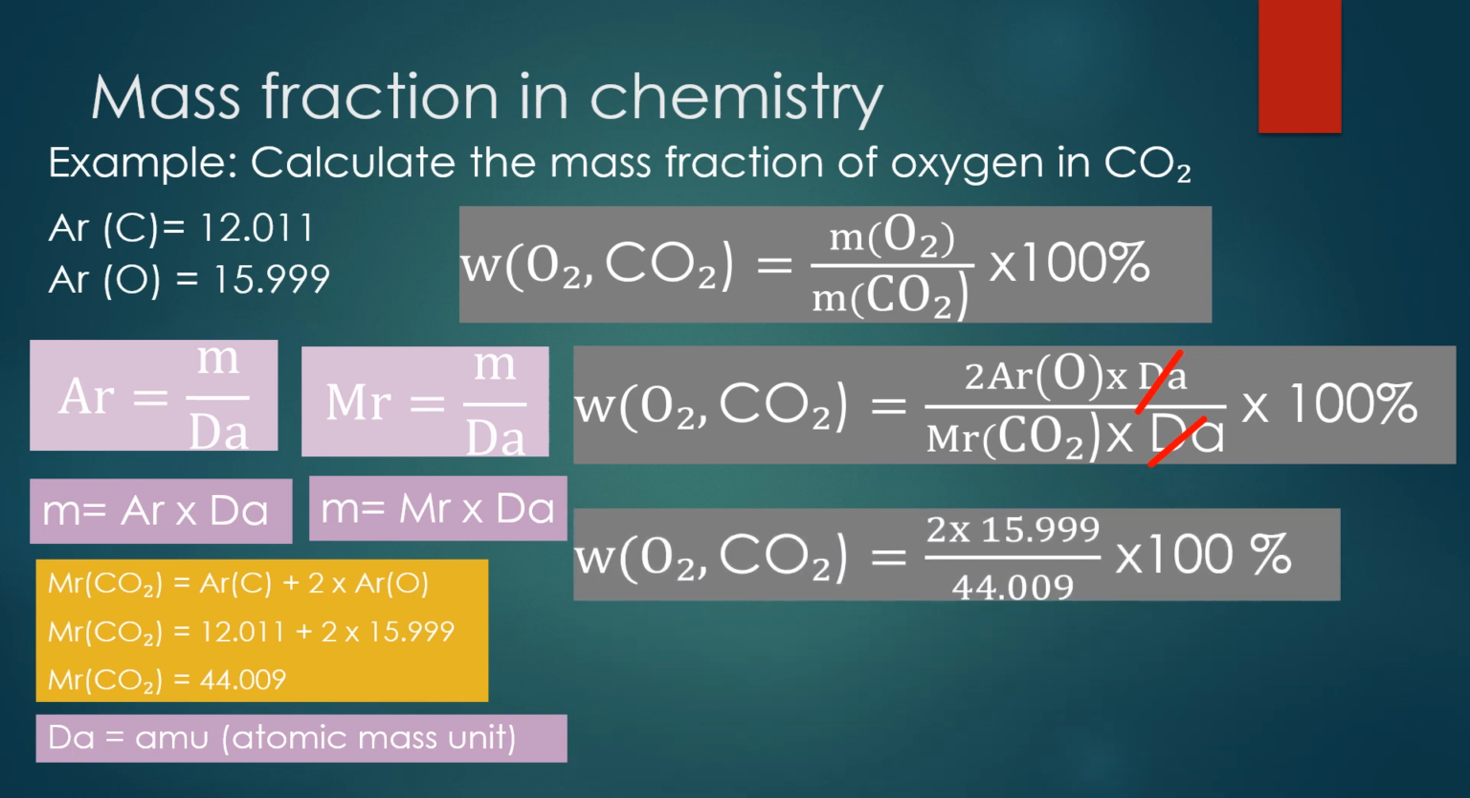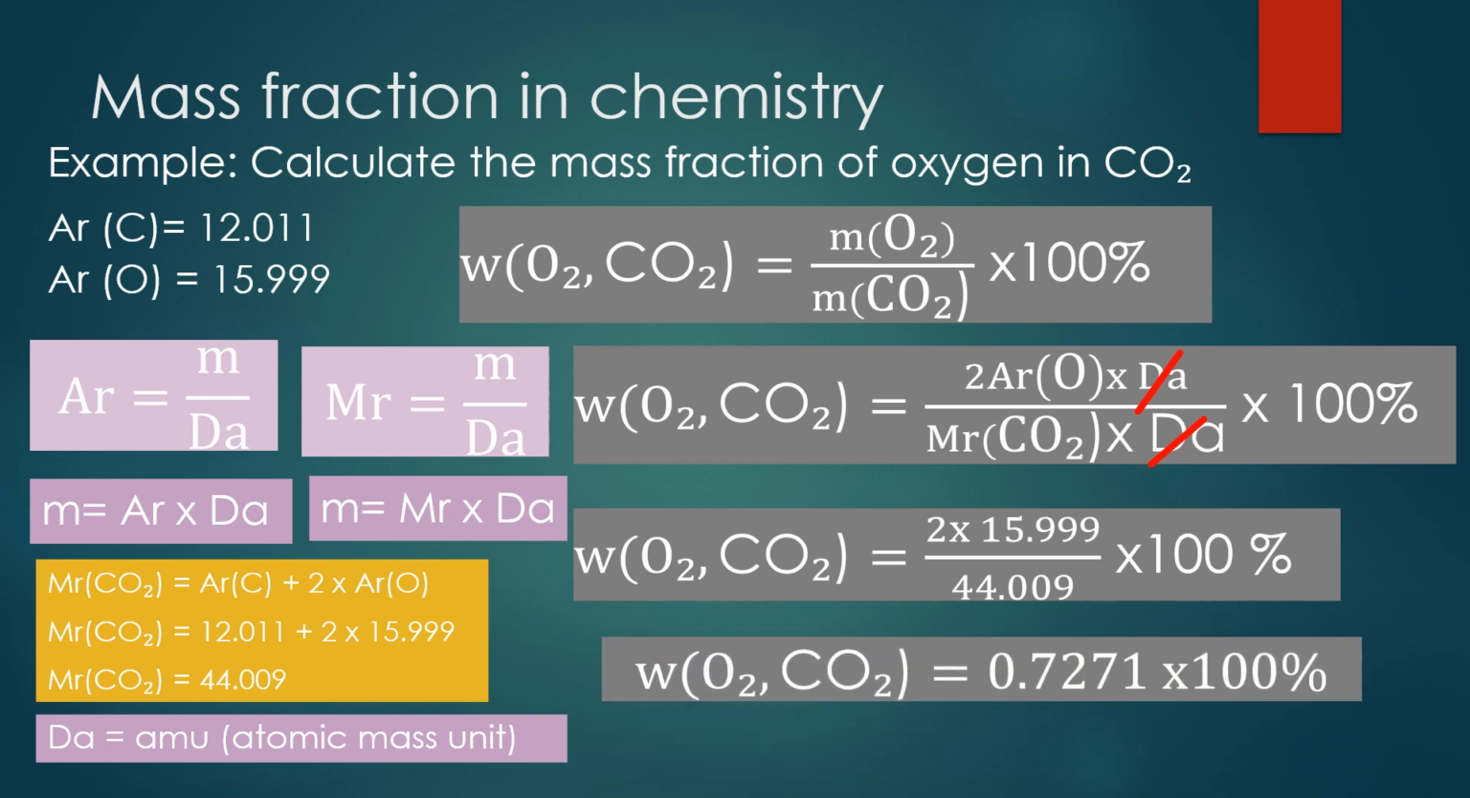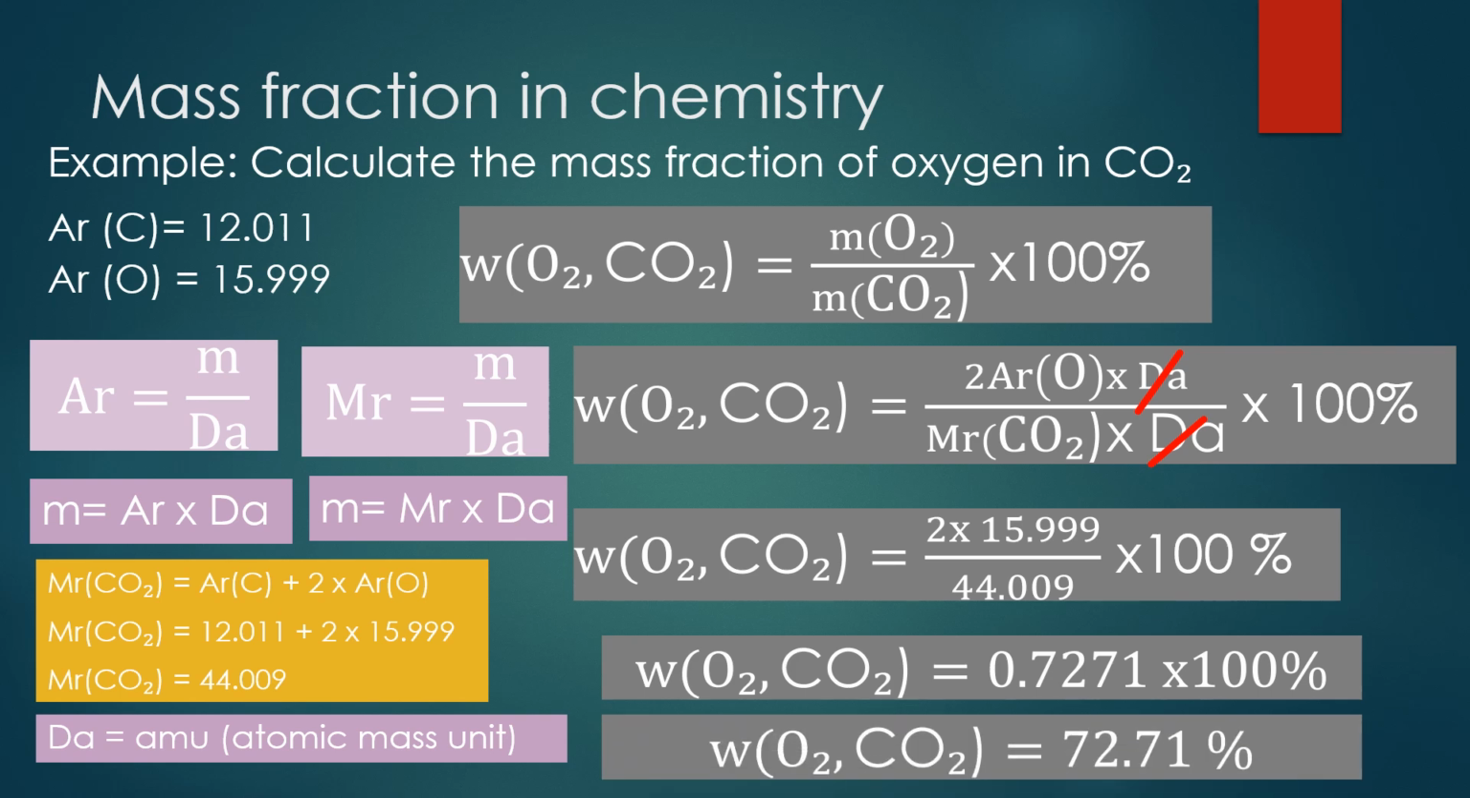After that, instead of these ARs and MR, we are putting numbers. So for oxygen, 2 times 15.999, because we had 2 atoms in this molecule, divided by 44.009, the relative molecular mass that we calculated for this molecule, times 100%. In the end, when you multiply for oxygen first, then divide the numbers, you get 0.7271 times 100, meaning that the mass fraction of oxygen in carbon dioxide will be 72.71%. This is for oxygen.